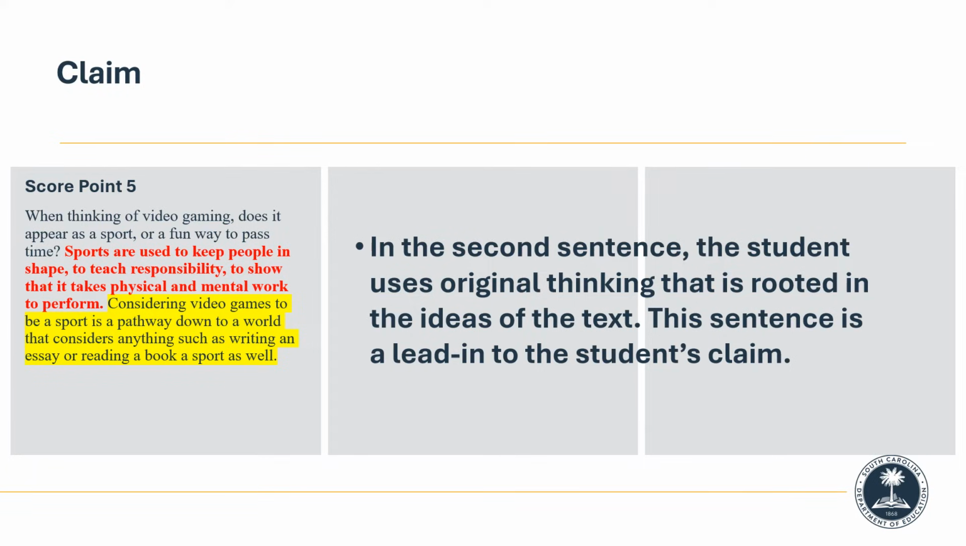In the score point 6 response, the student mentions the opposing viewpoint before introducing his or her claim. Here in the score point 5, the student effectively uses original thinking that stems from the text. The student is showing a contrast between sports and video games before stating his or her claim.